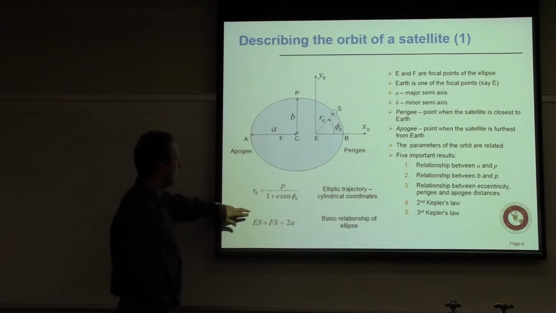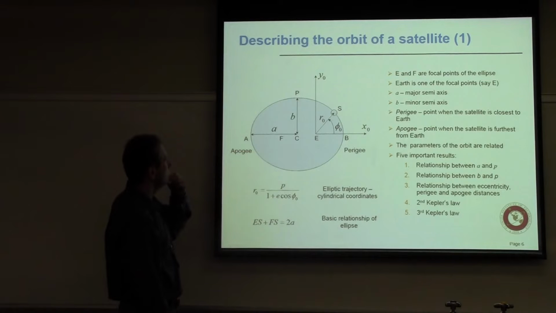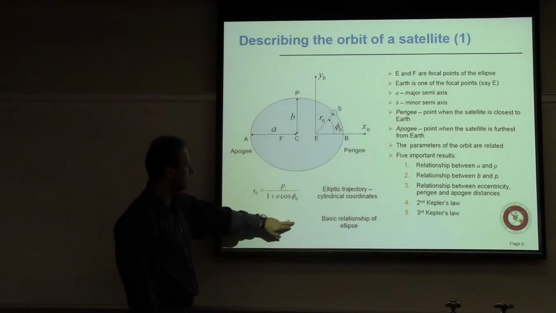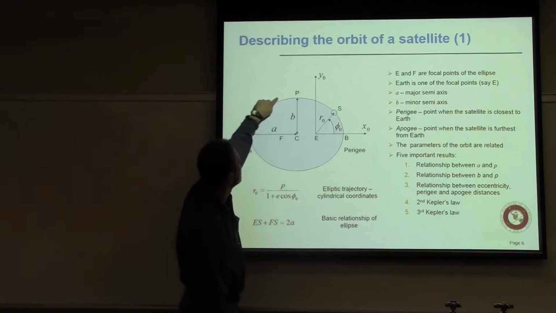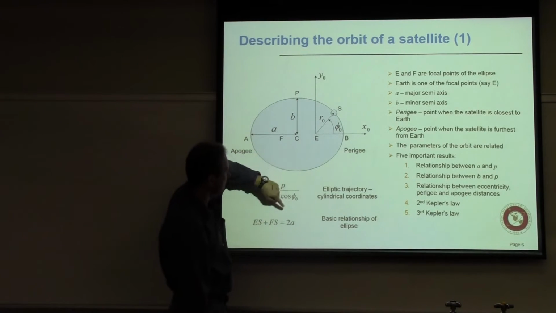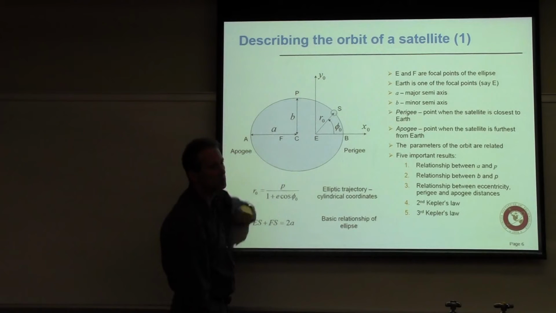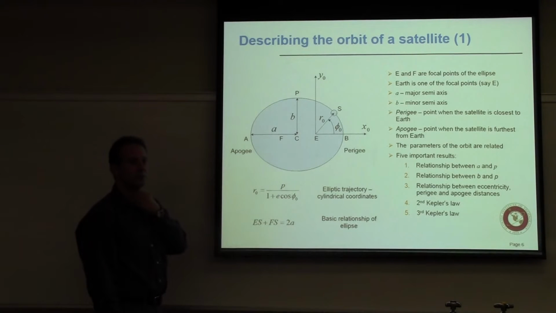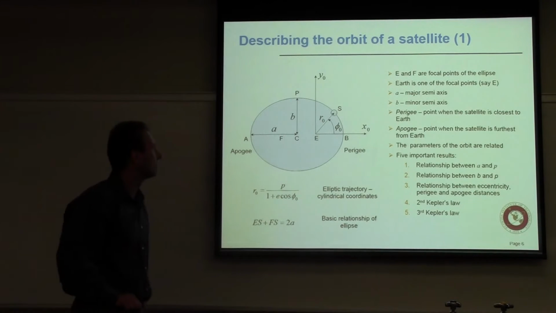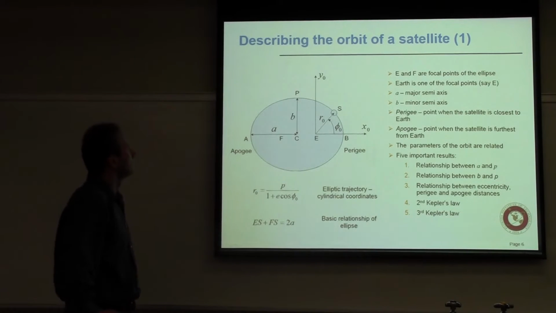Let's see. It is always 2A. For every point on this ellipse, the sum of these distances is 2A. Right, that's how an ellipse is. I think you can easily imagine it if you reposition the satellite into point P. That way you will have 2A.